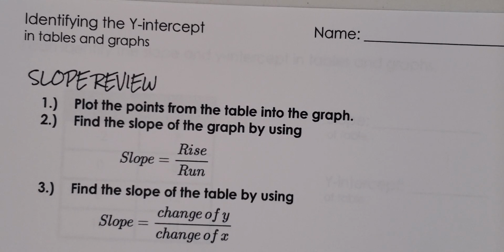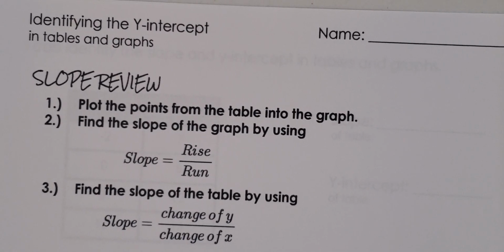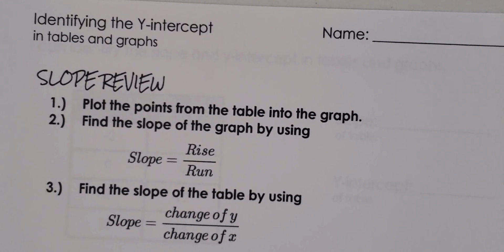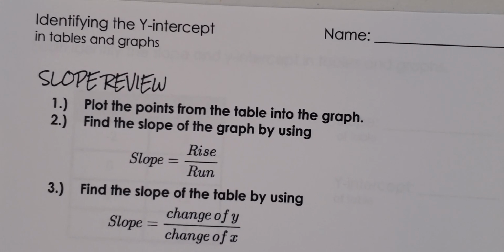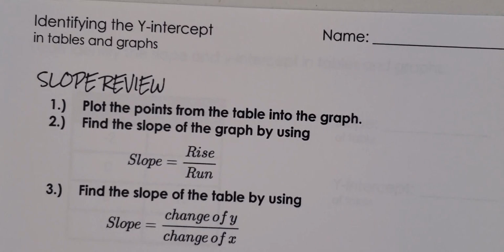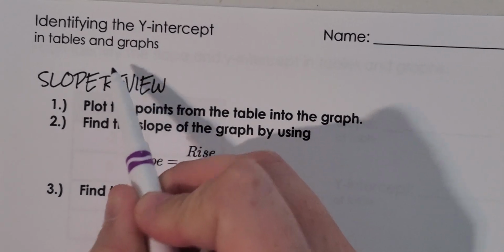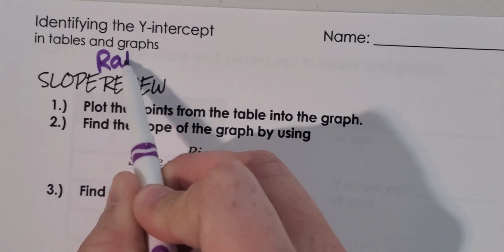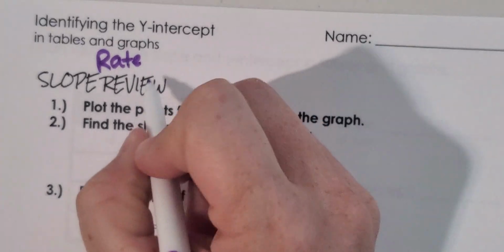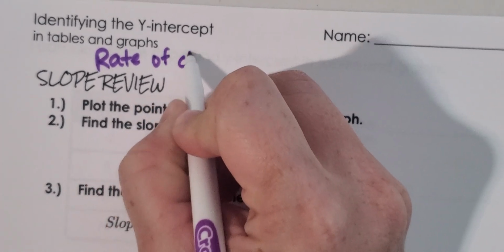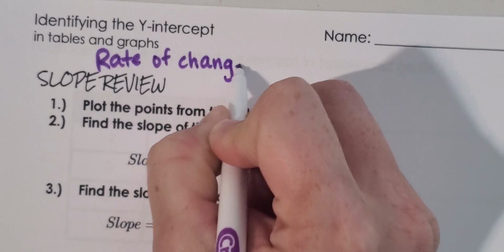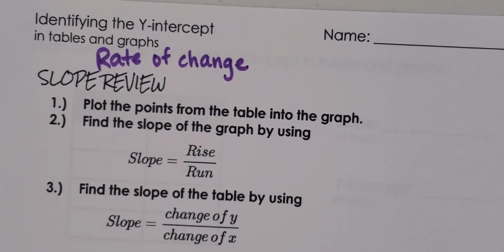We're going to learn something new from this video, which is identifying the y-intercept. But before we do that, let's go ahead and review the slope. Remember that slope is always when we have a rate of change. So the rate of change, whenever we are talking about how the numbers are changing in a table, how the numbers are changing in a graph.